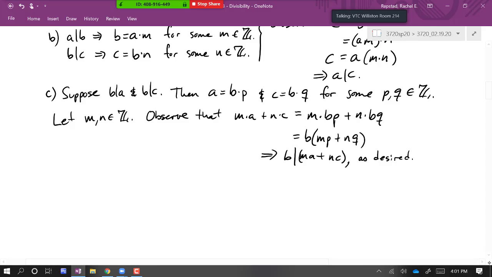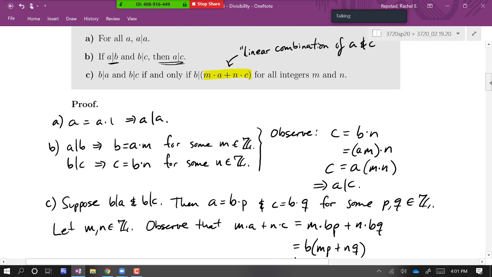So that was one direction of part C. The other direction of part C is actually easier because I'm going to go back up and just read what it says again. B divides A and B divides C if and only if B divides MA plus NC for all integers M and N. So what we're going to do is suppose that B divides MA plus NC for all integers M and N, no matter which ones we pick.